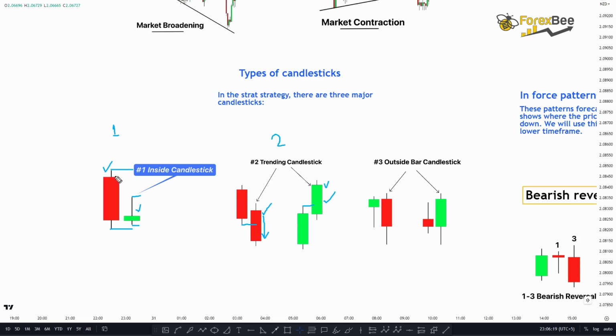So number one is the inside, and number two is the trending candlestick, which breaks either the low or high of its previous candle. Now let's talk about number three, that is the outside bar, and you may also call it the engulfing candle. Number three is the reverse of the inside candlestick. It's like the broadening pattern, the market broadening structure, as we studied earlier.